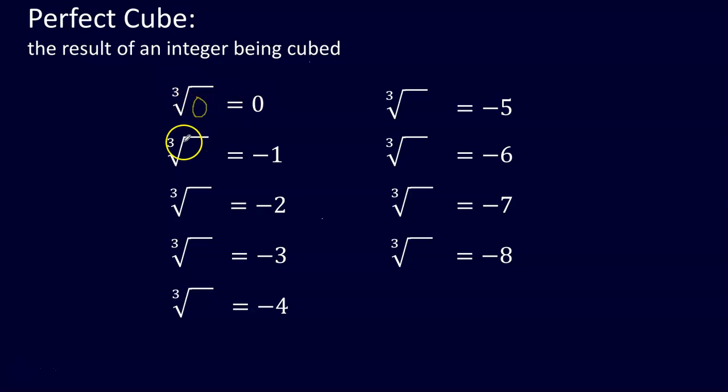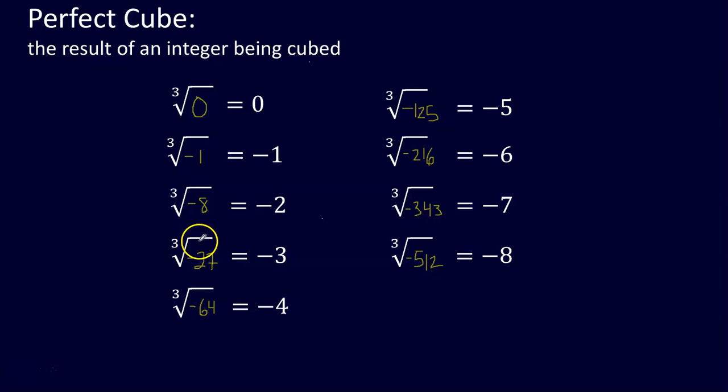The cube root of 0 is 0. The cube root of negative 1 is negative 1. The cube root of negative 8 is negative 2. The cube root of negative 27 is negative 3. The cube root of negative 64 is negative 4. The cube root of negative 125 is negative 5. The cube root of negative 216 is negative 6. The cube root of negative 343 equals negative 7. And finally, the cube root of negative 512 is equal to negative 8.